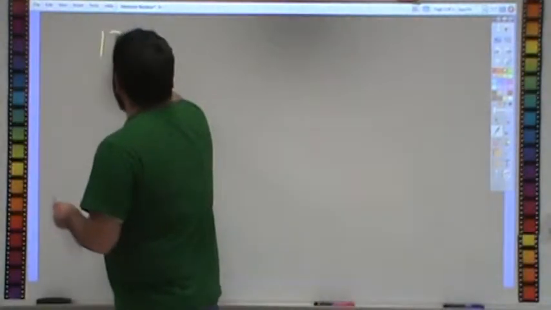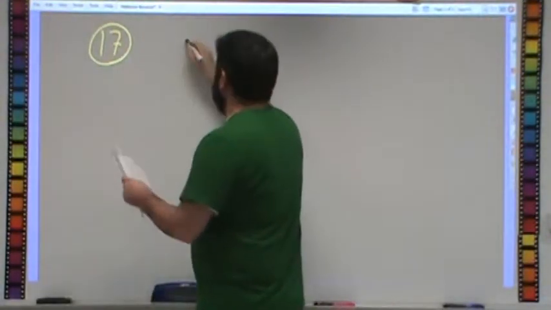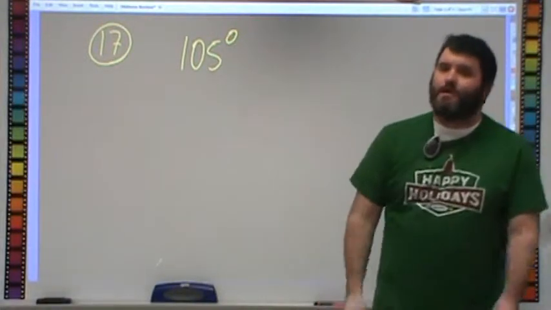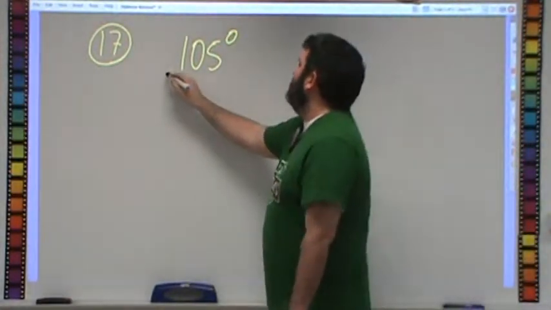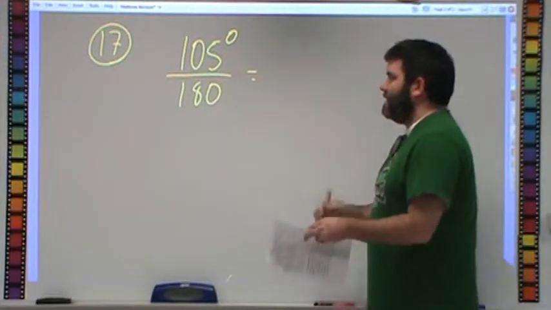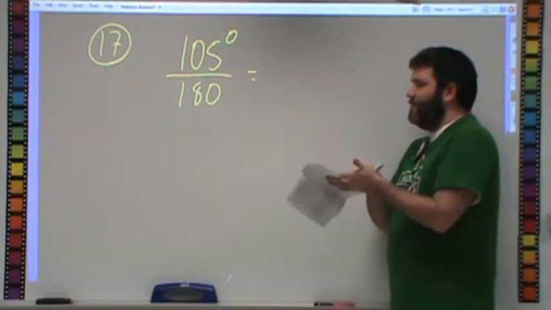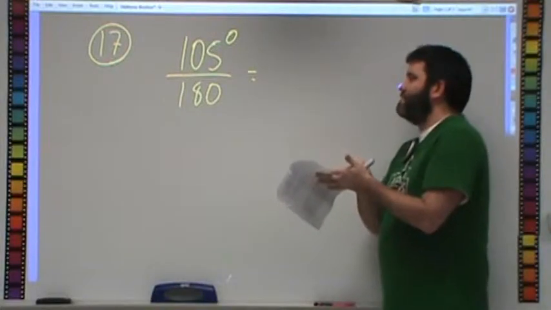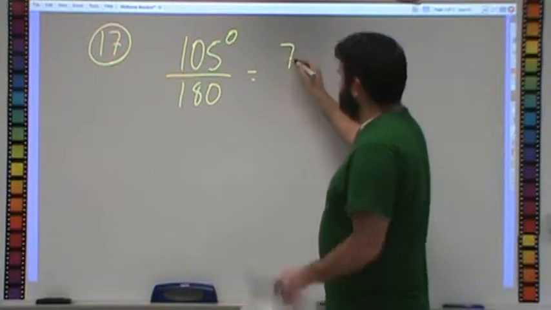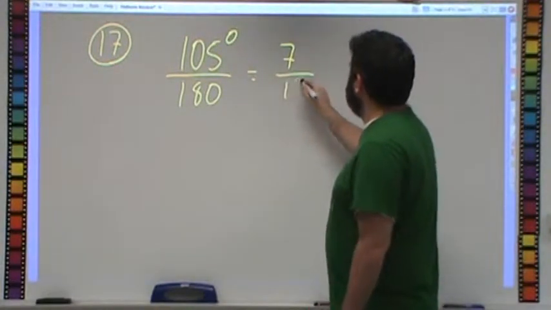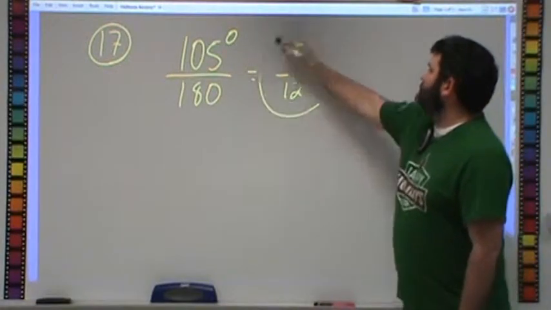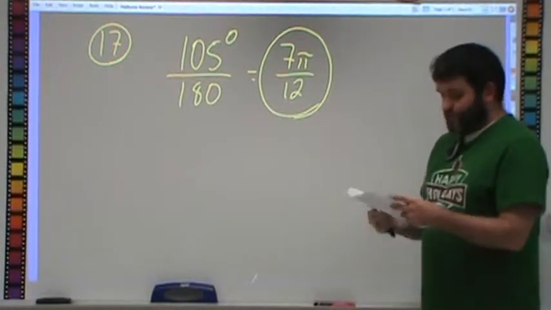Moving on to 17. 17 is a quick and easy one. It gives you an angle of 105 degrees, wants you to turn it into a radian. To turn a degree into a radian, we divide by 180. Just type that into your calculator, 105 divided by 180. If you get a decimal, make sure you know where that decimal to fraction button is. Hit that and it'll turn it into 7 over 12, but you got to remember to put a pi on it. So that's 7 pi over 12.